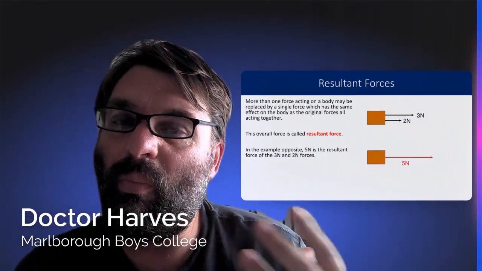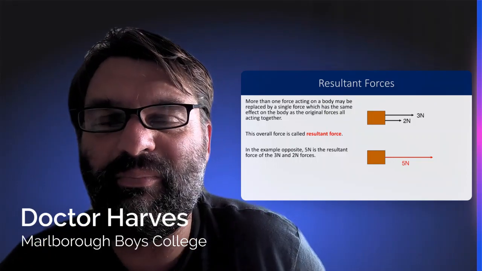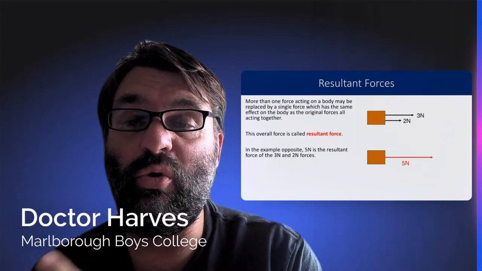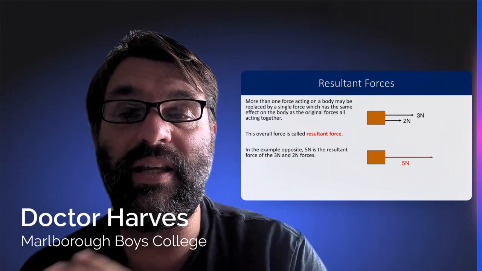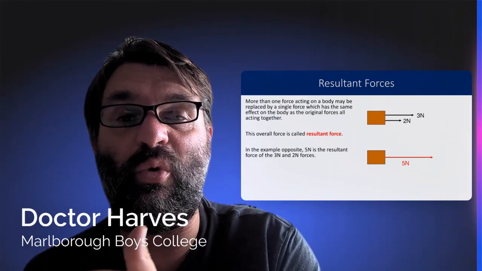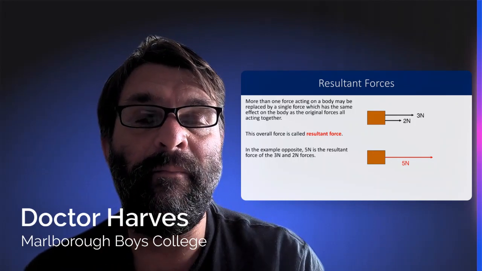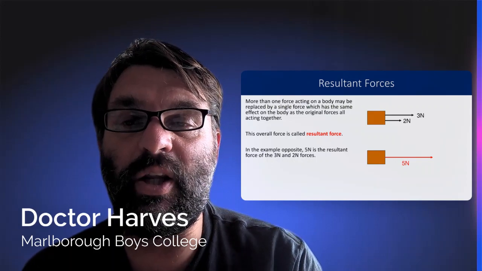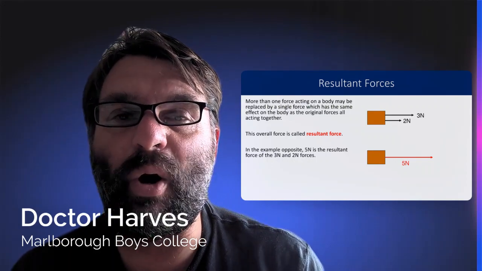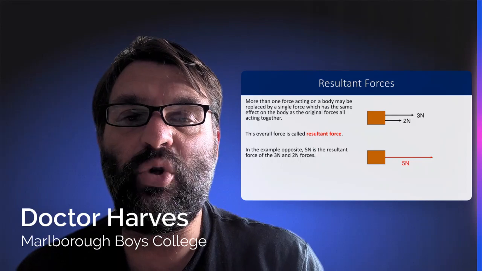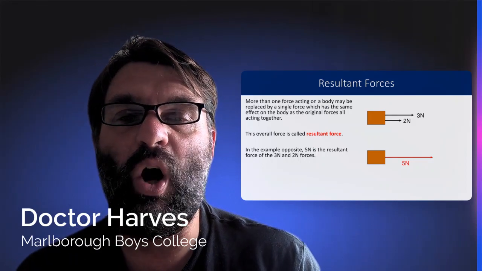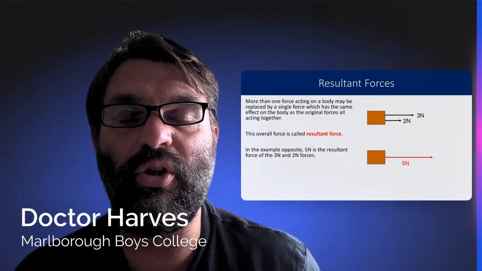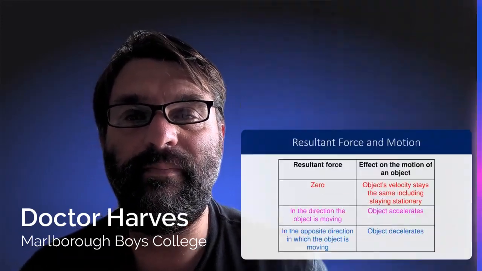Well, if one or more than one force is acting on an object, you can replace those forces with a single force that has the same effect as those original forces being added. So for example, here we have 3 newtons and 2 newtons pushing the object to the right. You can combine those two forces to make a resultant force of 5 newtons. Okay, this is known as a resultant force. You can combine 2 and 3 to make 5 newtons.